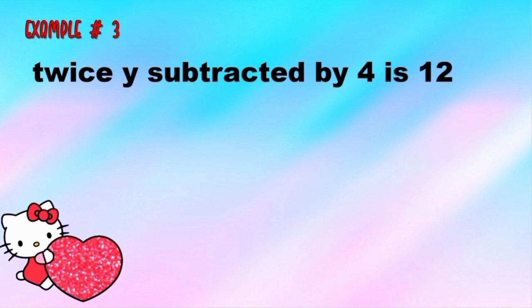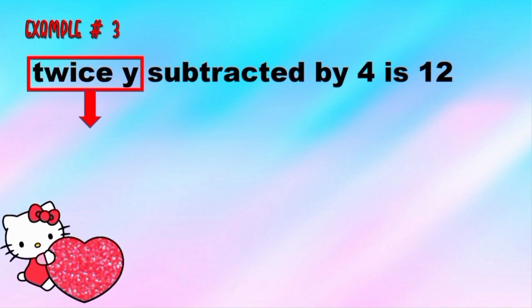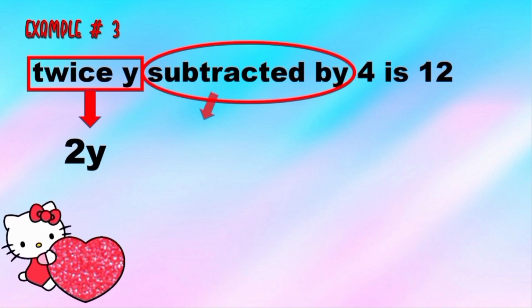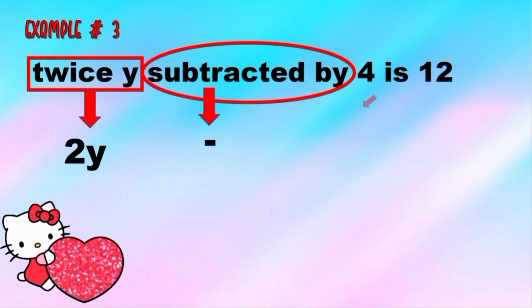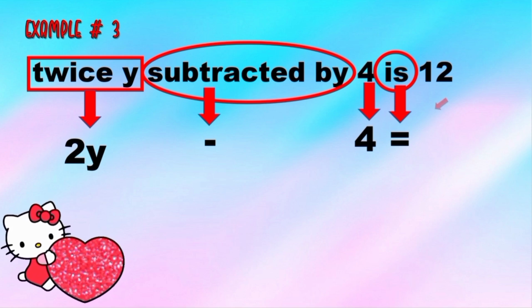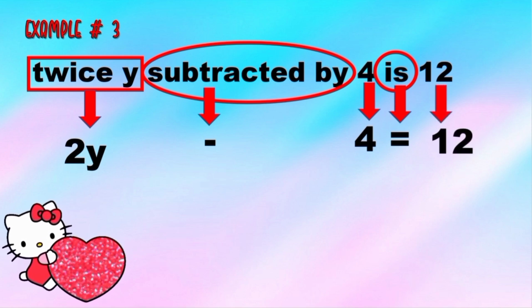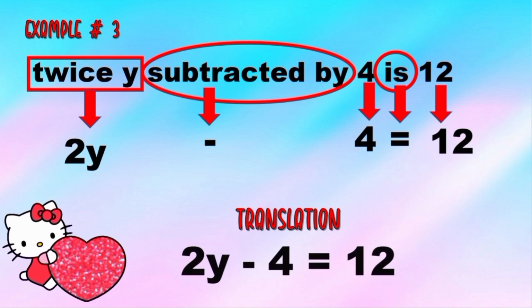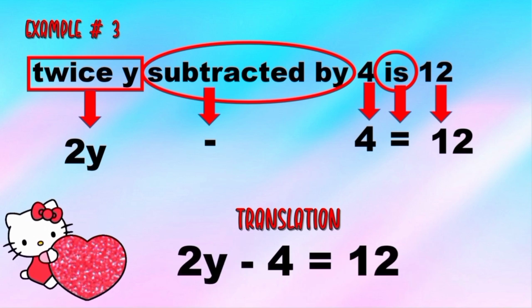Example number 3. Twice y subtracted by 4 is 12. Twice y is equivalent to 2y. Subtracted by is subtraction symbol. Then bring down 4. The word is is the equal symbol. Then bring down 12. Translating this into mathematical equation, we have 2y minus 4 is equal to 12.